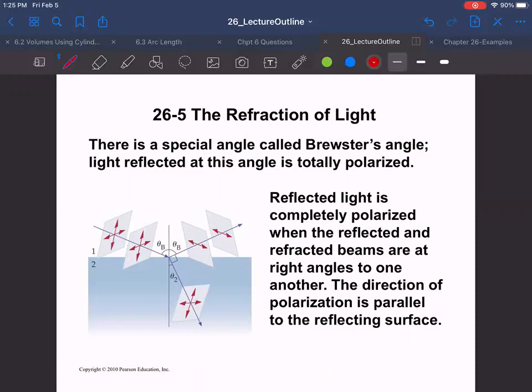I don't think I want to mess with Brewster's. Did y'all learn about polarized light? Does anybody know what polarized light is? Yeah, but did you learn that in physics? Not yet, right? So I'm going to skip this Brewster's angle stuff because this is just talking about polarizing light off of reflections.